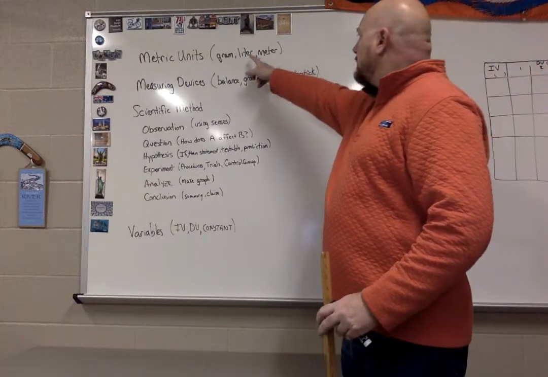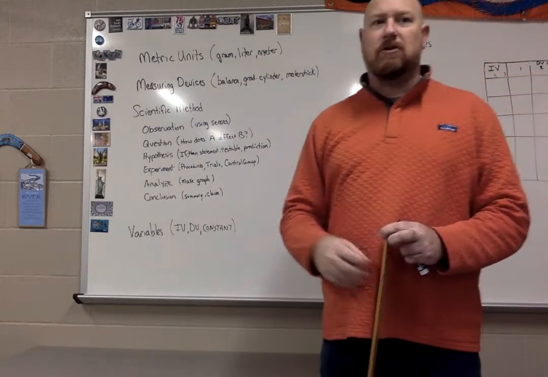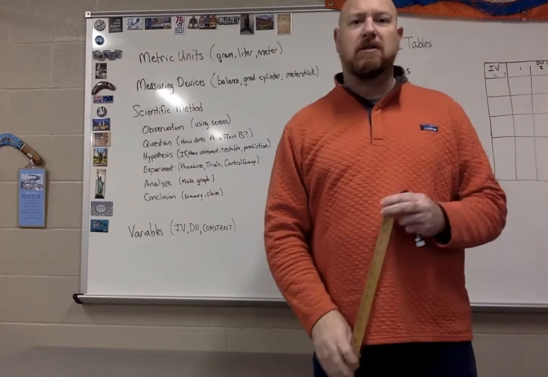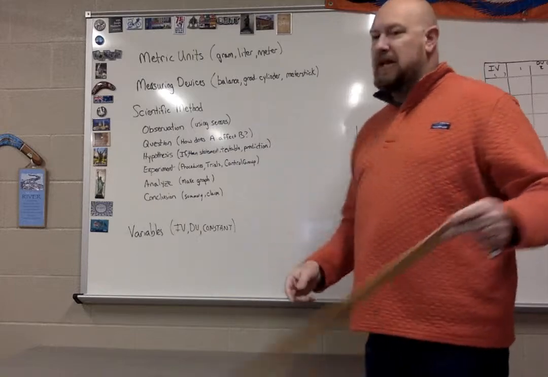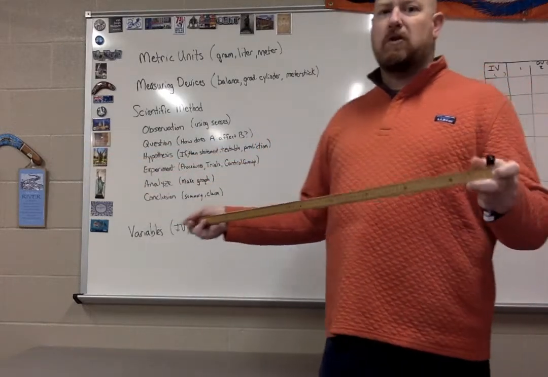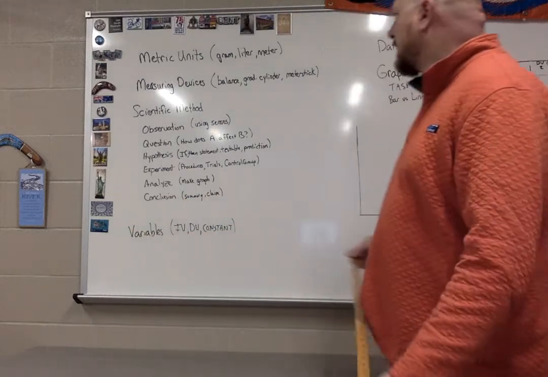Liquid or volume that we measure in liters would be measured with a graduated cylinder. So it's going to be a nice tall tube that has graduated marks so we can figure out how much is in there. And then for the length per meter, typically we use the meter stick. Again, if it's something smaller, we might use the centimeters. If it's bigger, we might use the kilometers.